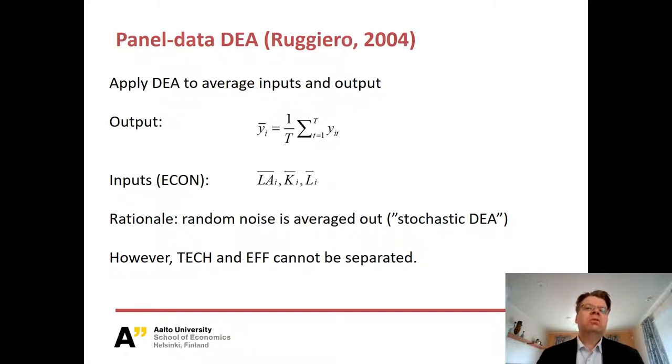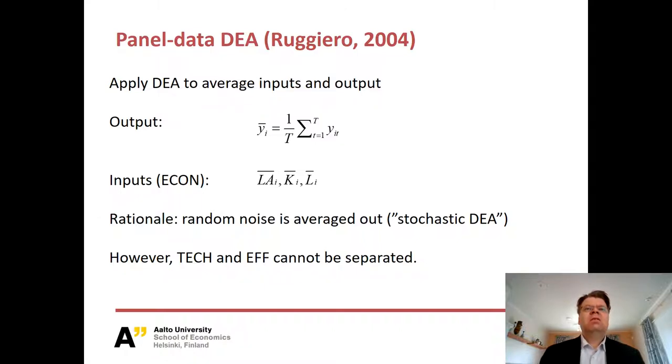But rather than treat each observation separately in this pool, I'll first average each country over this time period T. So I take the average output of country I, and similarly I take average inputs in each model specification. So for example, in the economic model, I will take average labor input, average capital input, and average land area of country I. And then I subsequently just estimate the DEA frontier using this average input-output data.